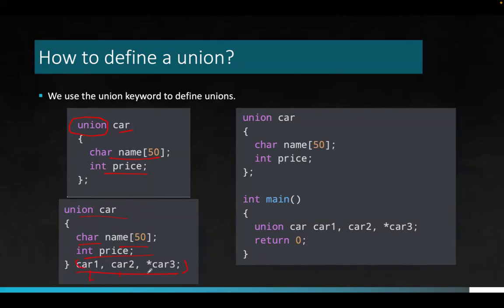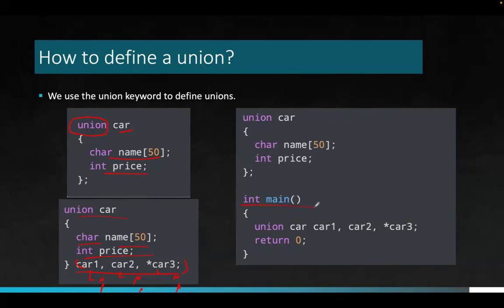So union 1, union 2, union 3. Car 1, car 2, car 3 are entities, which again are associated with a name and a price tag. So name and price, name and price, name and price. Car 1, car 2, and car 3 again.